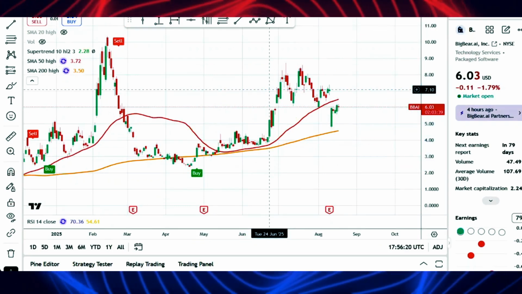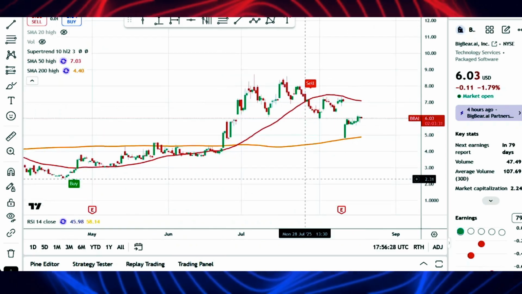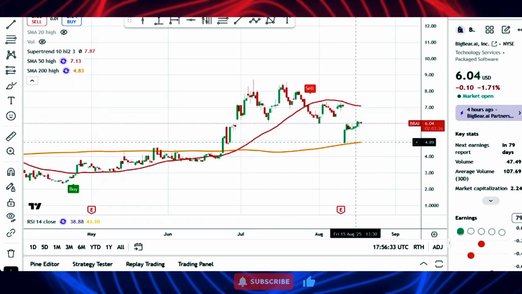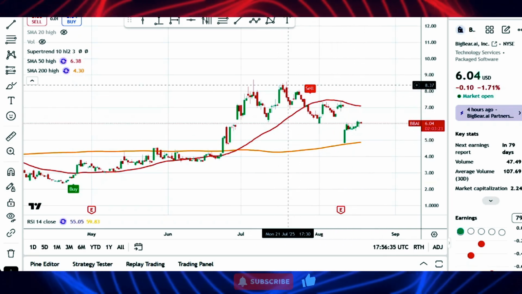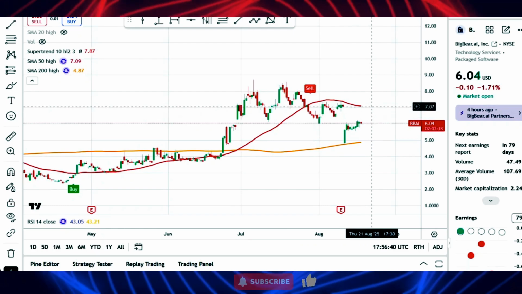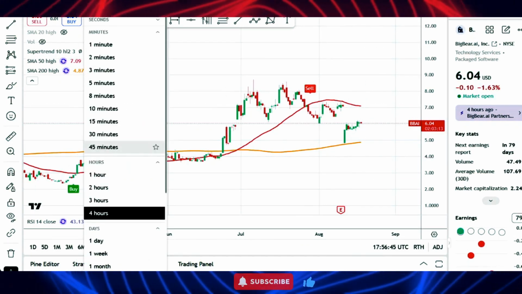Now let's get rid of the Fibonacci retracement. Let's take a look at the 4-hour and 45 minutes. On the 4-hour, same thing. The 4-hour is going to be more sensitive than the 1 day, but less accurate. But you can see on the 4-hour, it bounced off this 200-day moving average, and now it's on its way to test this 50-day moving average on the 4-hour. And on the 45-minute chart.